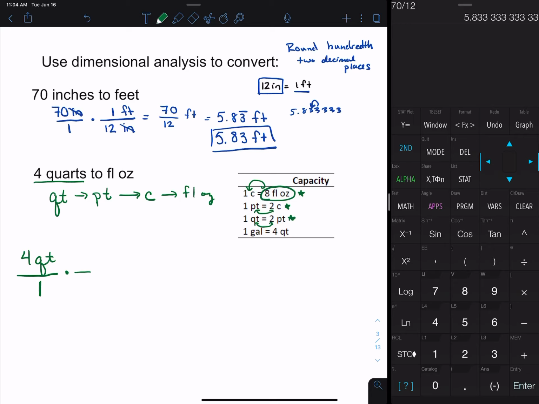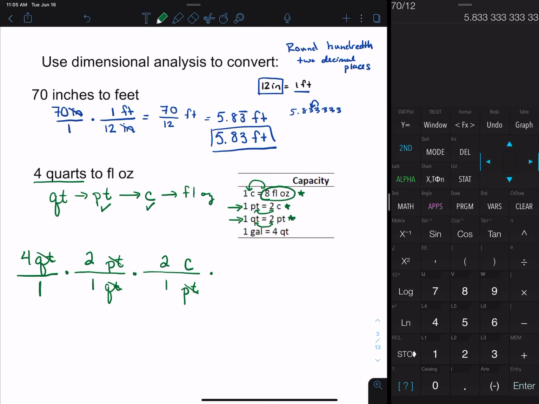So if I want to go from quarts to pints, I want quarts in the denominator and pints up in the numerator, so my quarts will cancel out. And I know from right here, there's 1 quart in 2 pints. So I got to pints. Now I need to get to cups. So I want my pints to be in the denominator so they'll cancel out, and my cups to be up in my numerator. So using this conversion, there's 1 pint in 2 cups.